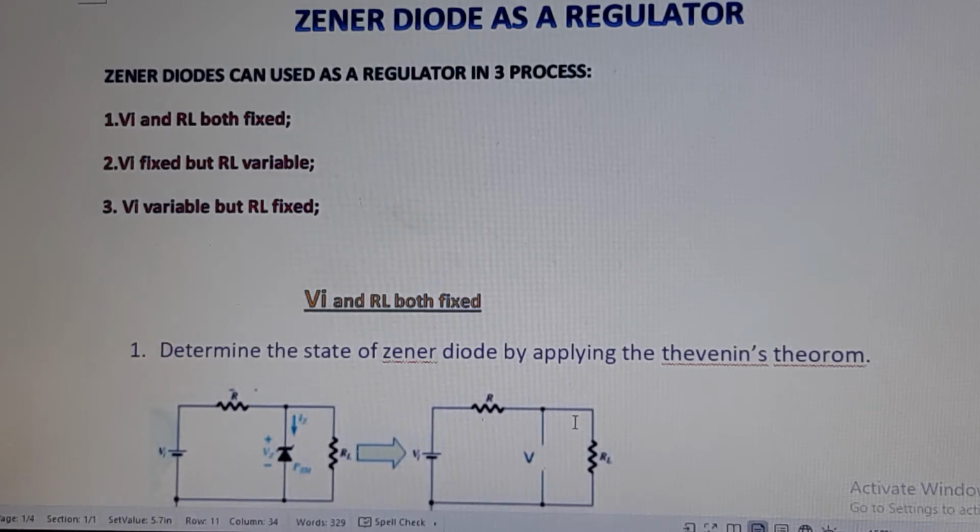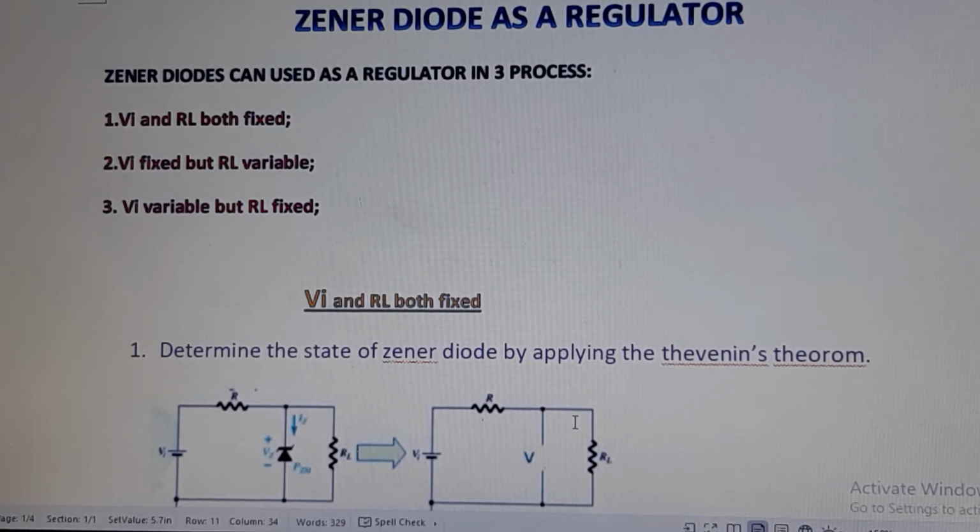Zener diodes are a special type of diode which can be used in the breakdown region. But by using this quality, Zener diodes can be used as a regulator. That means it can keep the voltage constant, and a regulator is a device that can keep the voltage constant.